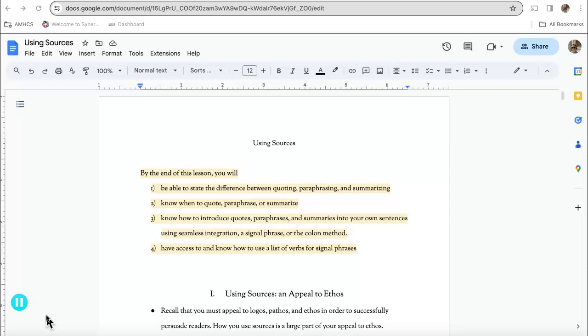All right, by the end of this lesson, these are the goals. You should be able to state the difference between quoting, paraphrasing, and summarizing. Hopefully this is review for everyone. You should know when to quote, paraphrase, or summarize.